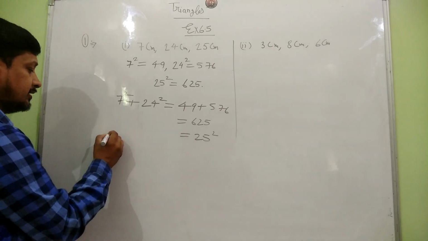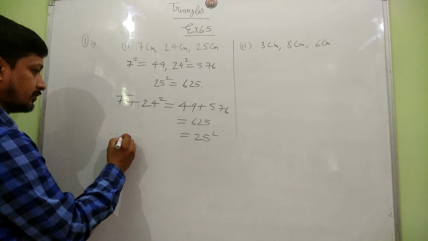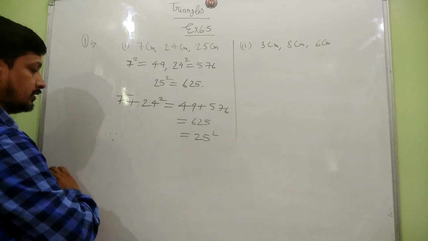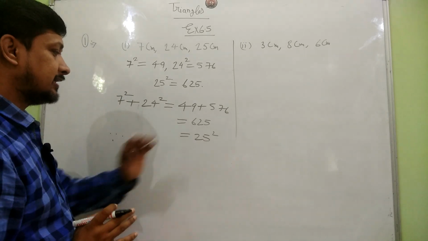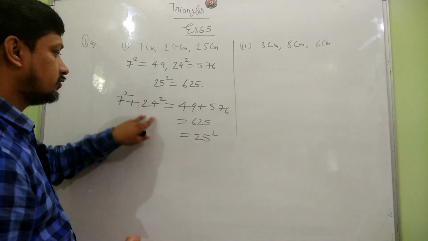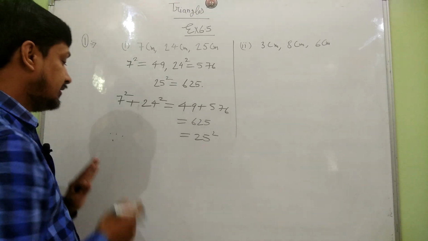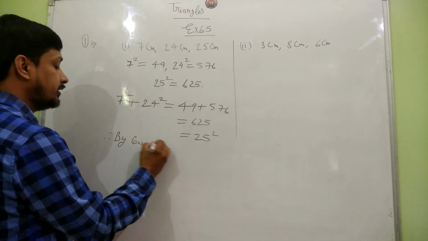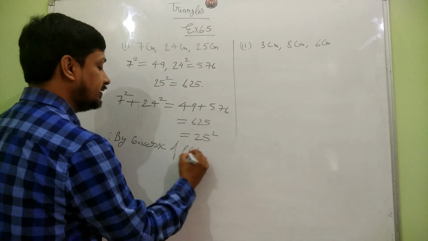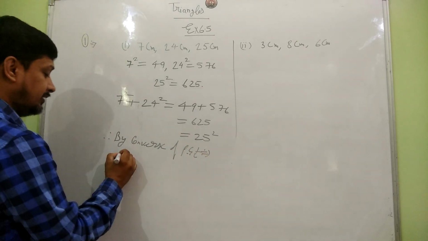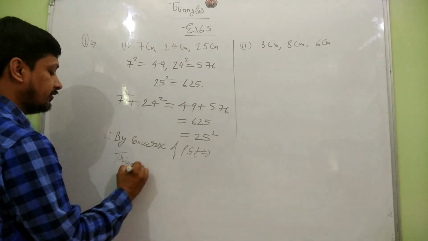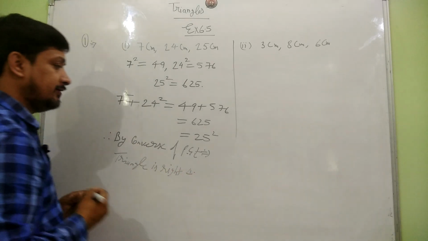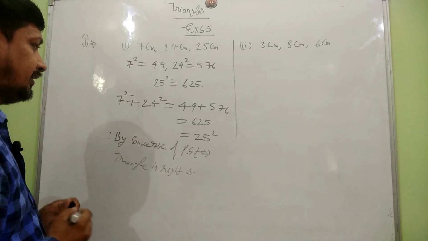So we can write: since we know this relation is satisfied, that the sum of the squares of two sides is equal to the square of the third side, then we can say by converse of Pythagoras theorem, the triangle is a right triangle, and at the same time one of the angles will be 90 degrees.